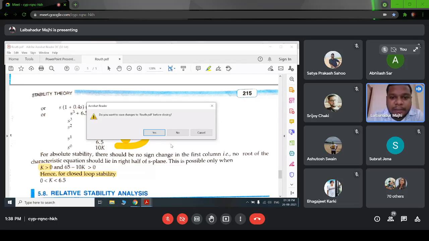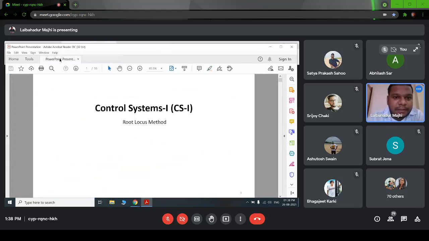Okay, so then we'll move to the root locus method. This is very important, because we'll design the compensator in, I think, the third module. We'll do the compensator design using this root locus method. So first you have to understand the root locus.